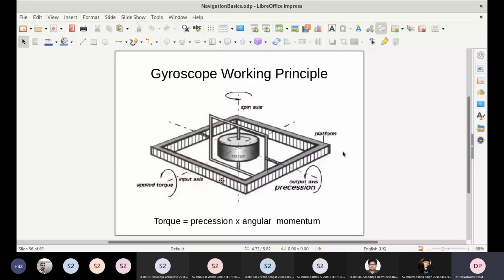So this is the basic principle, and then the quantification is given by the expression shown below. That is, the applied torque is equal to the rate of precession cross the angular momentum. If they are in orthogonal directions, multiplication and cross product will be the same, because the cross product has sine theta. If theta is 90 degrees, then multiplication and cross product will have the same effect.